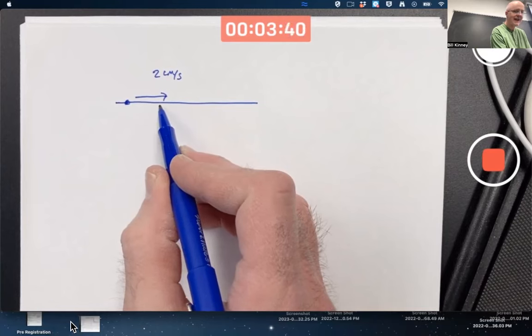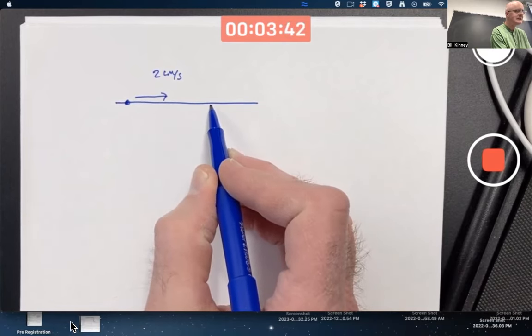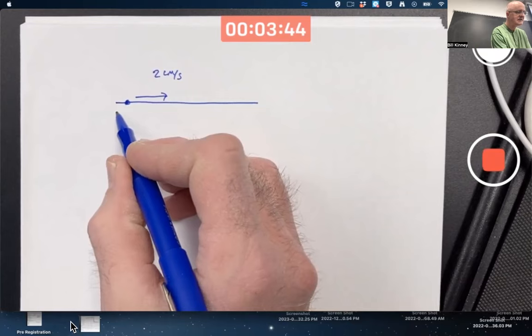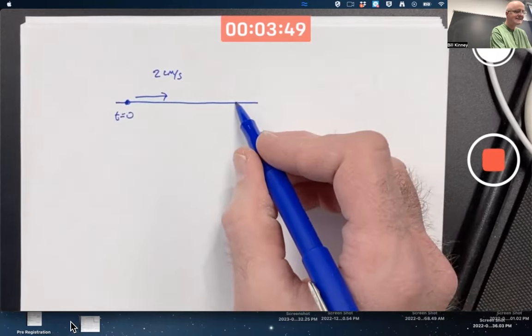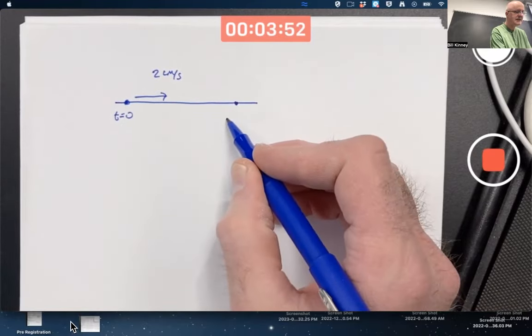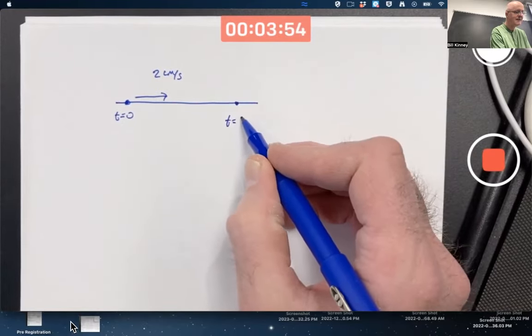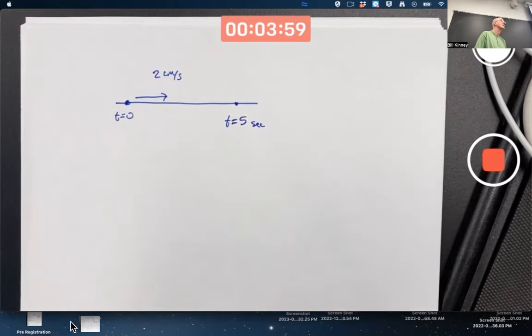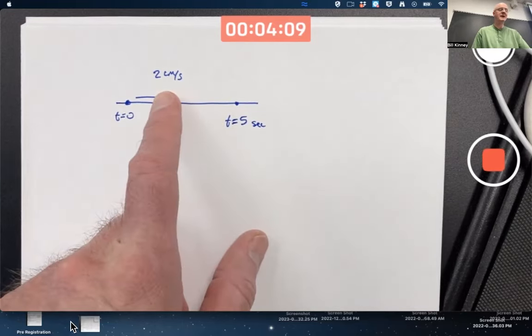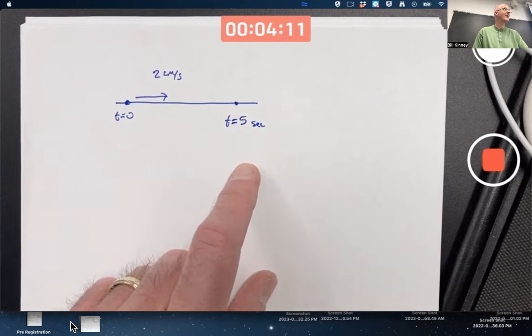Say about this fast across the page, starts at that point at t equals 0, and ends at this point at t equals how long? Let's say 5 seconds have gone by. Question is, how far is the bug gone? I hope it's pretty clear that you just multiply the rate, 2 centimeters per second, times the time. Distance equals rate times time.